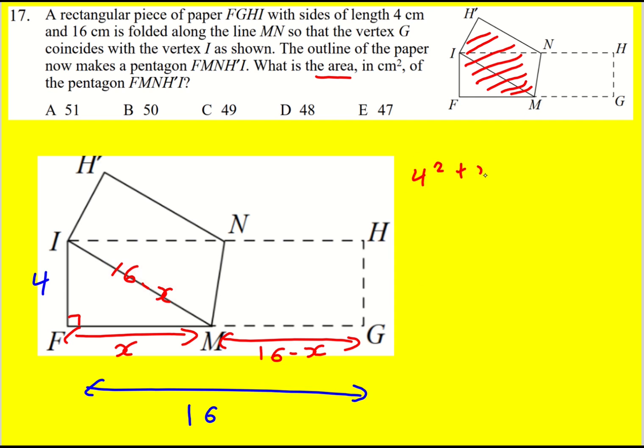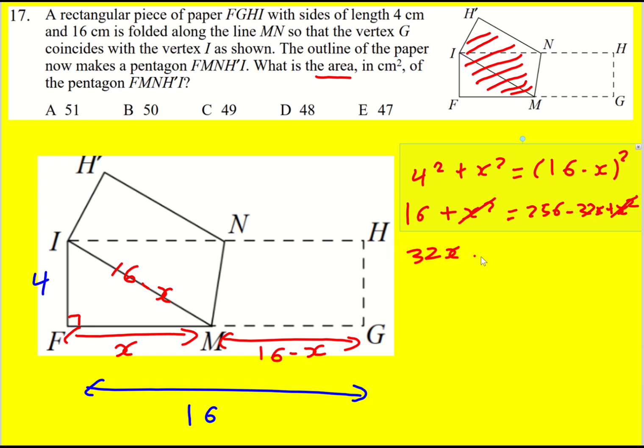4 squared plus x squared is going to be (16 minus x) squared. So 16 plus x squared is 256 minus 32x plus x squared. These two x squared terms cancel, leaving 32x equals 240. I'd divide through by 8 first, so 4x is 30, therefore x is 15 over 2, or 7.5.